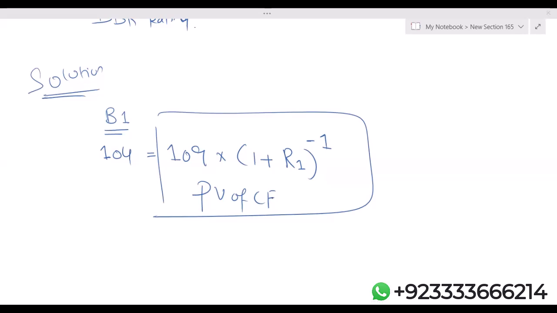So, what is the issue? I really want to ask: how will you calculate the present value?